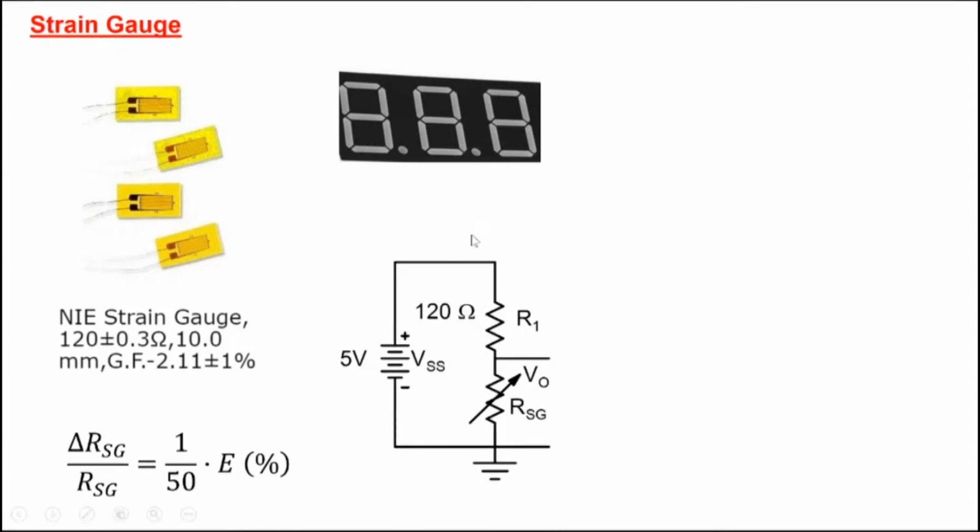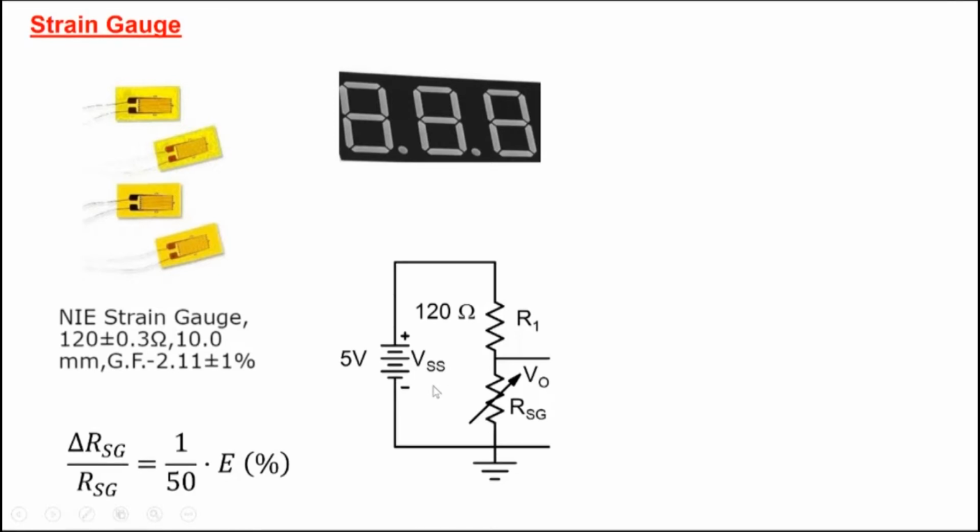We could construct a very simple circuit. We could take a 5-volt supply and use a resistor of 120 ohms. Why 120 ohms? You'll see the reason for it a little later. So you have 120 ohms, and you have the strain gauge here, which we are showing as a variable resistance. As the strain E changes, the value of the resistance here will change, and this is the voltage here. Obviously the voltage across it would be sensitive to the strain applied. That's why we have made the circuit.